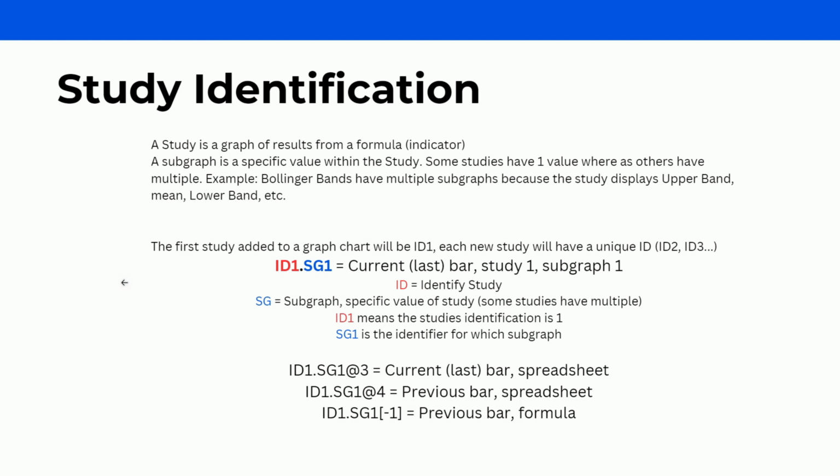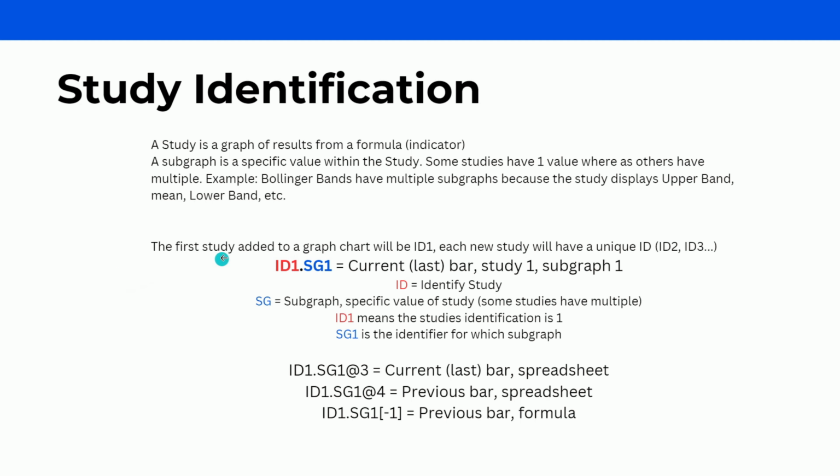This is an important part of working with studies in Sierra Chart. A study is a graph of results from a formula known as an indicator. A subgraph is a specific value within the study. Some studies have one value, whereas others have multiple. An example would be Bollinger Bands have multiple subgraphs because the study displays an upper band, a mean, and lower band.